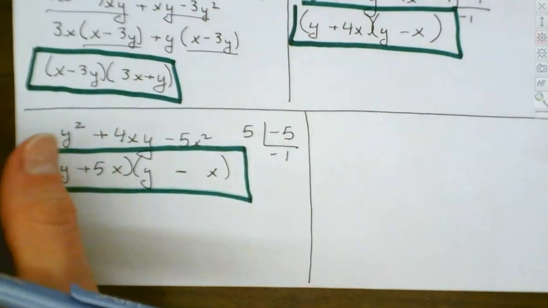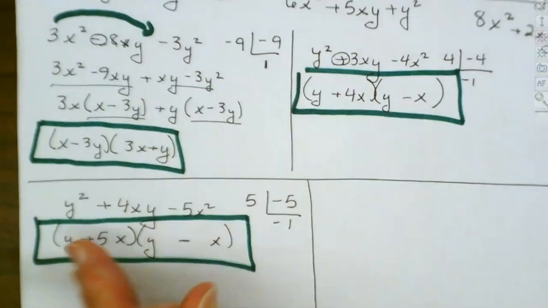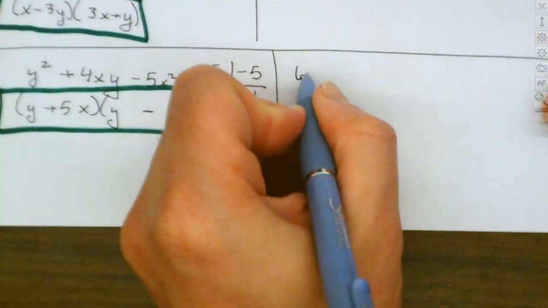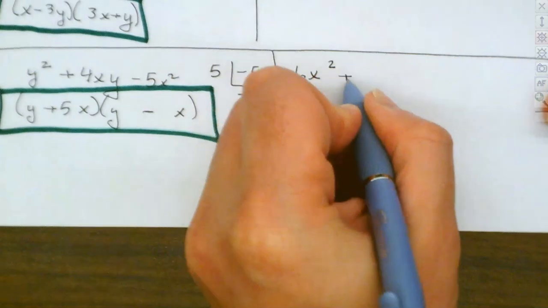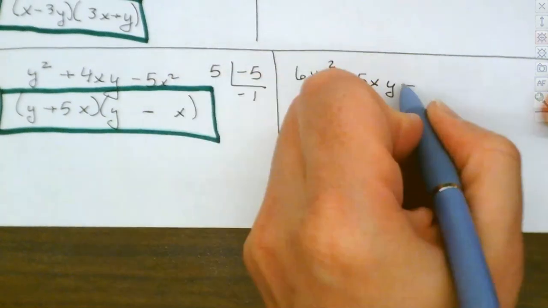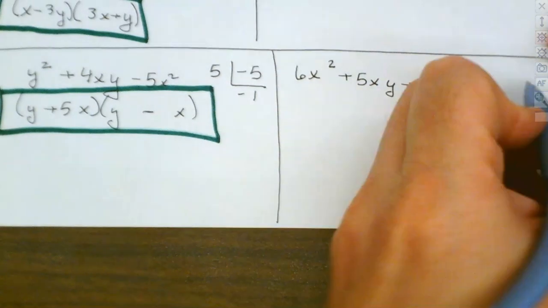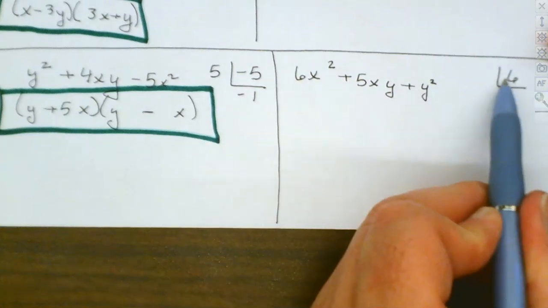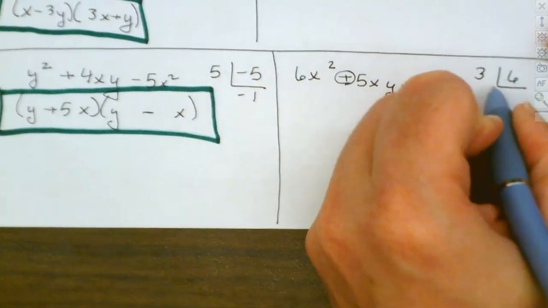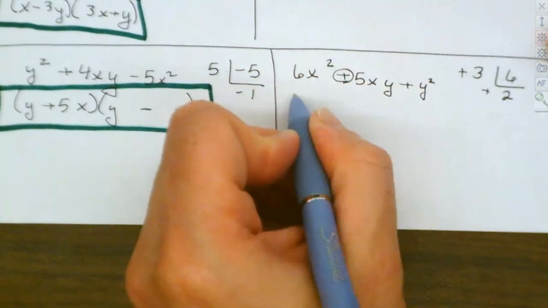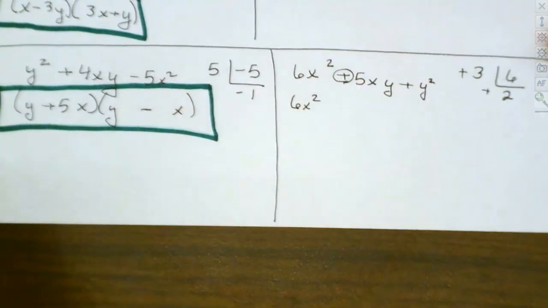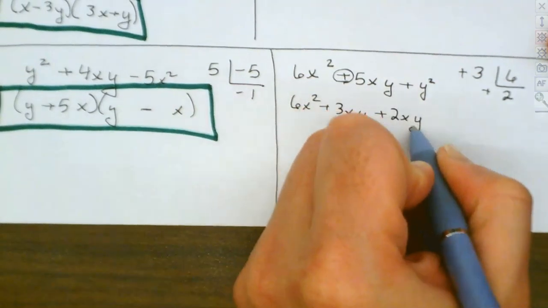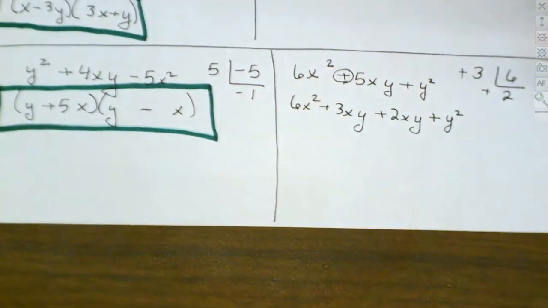Okay, next one, factor by grouping for this one. And I know these are tedious, they take time to go through. But there's no quick way around it. So first times the last is a 6. And both the same signs. We need a positive, so how about 3 and 2? So that is then, since we have a 6 in front, 6x squared plus 3xy plus 2xy plus y squared.